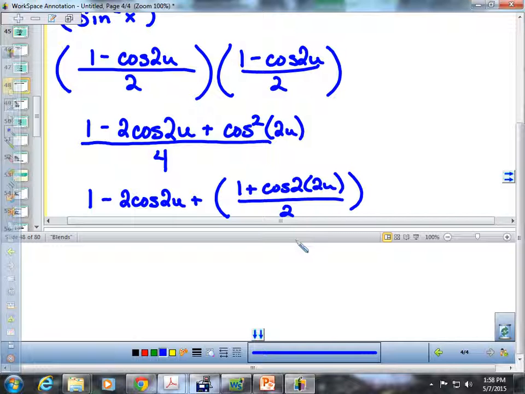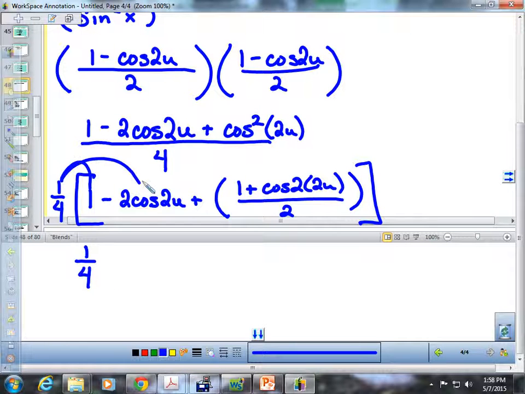All still over what? Well, dividing by 4 is multiplying by what? A fourth, right? One fourth. Two times a fourth is what? 2/4, which is a half. So cosine 2u over 2. And then a 1/4 and a half is an 1/8.